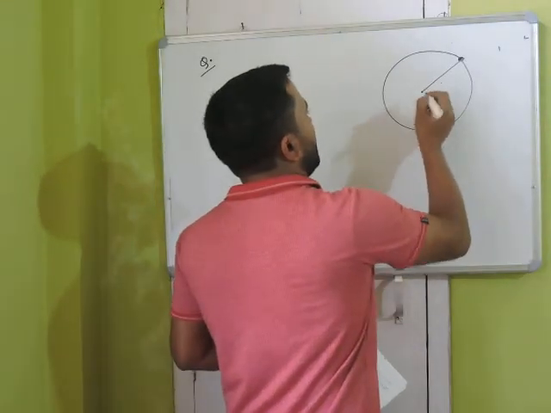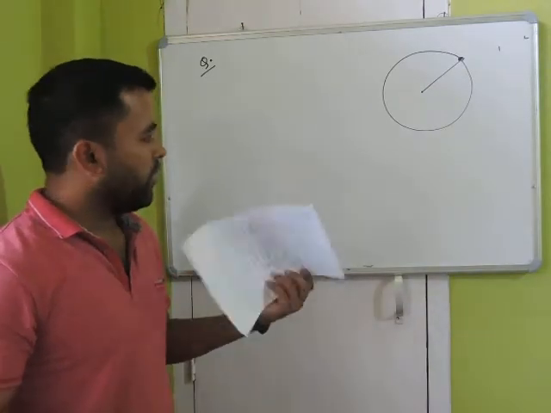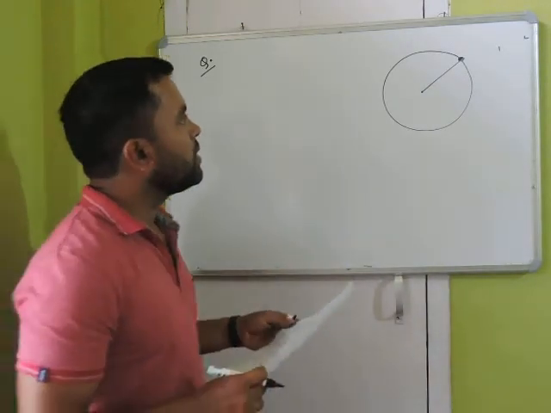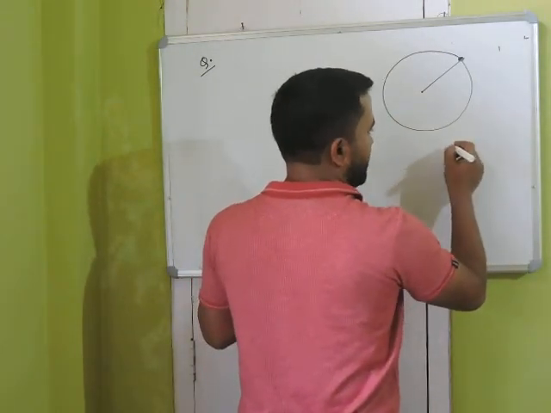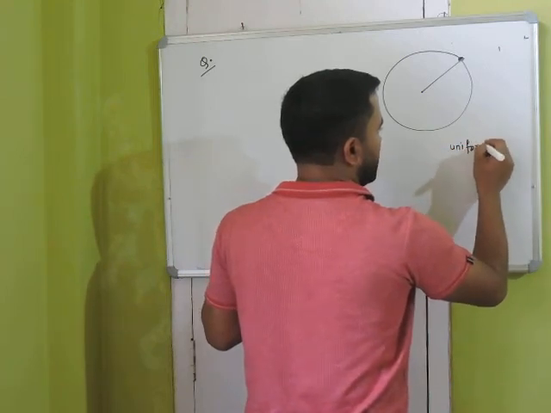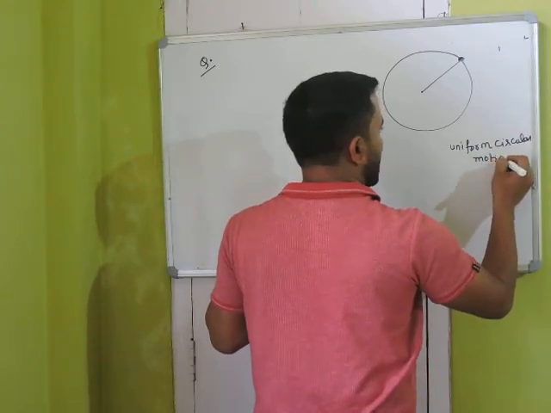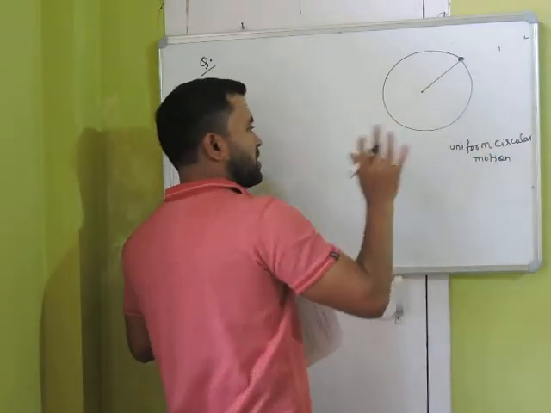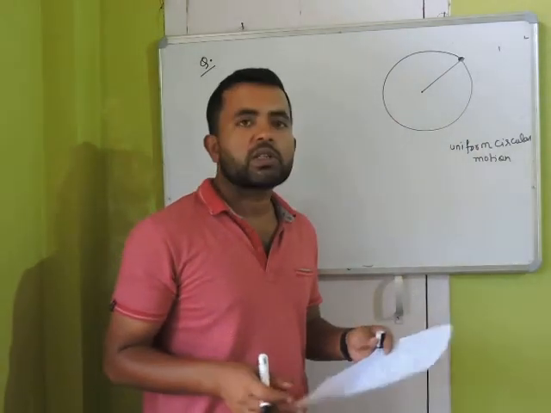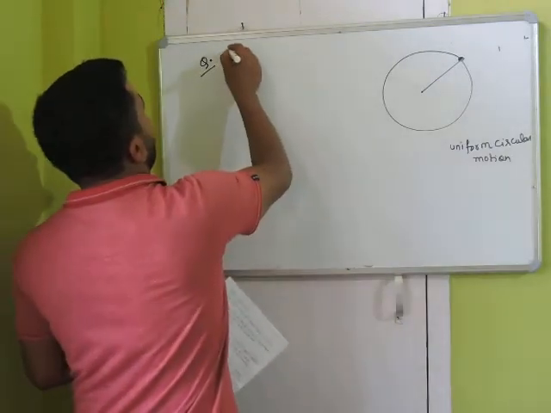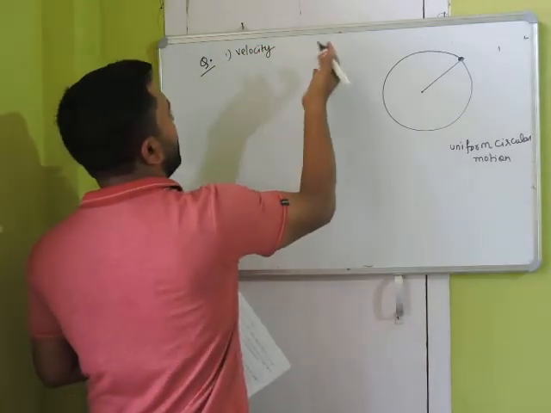Now the questions are these. It is made to go in a horizontal circle with constant speed, so it is uniform circular motion. The first question is whether the stone's velocity is variable or uniform.